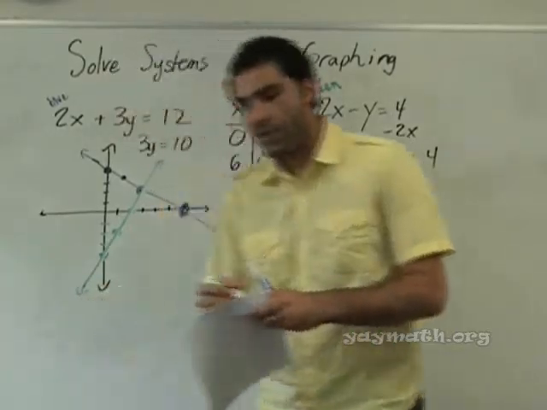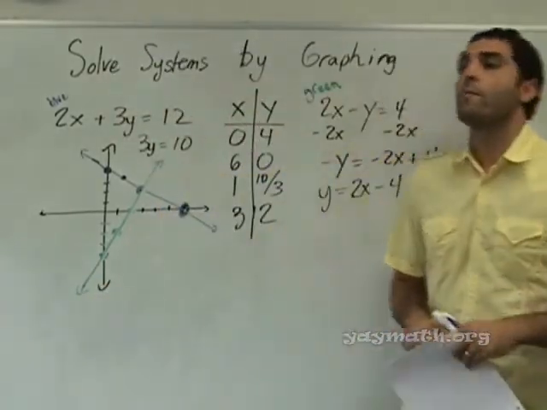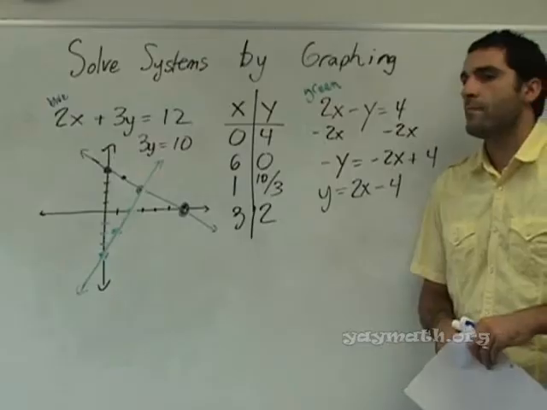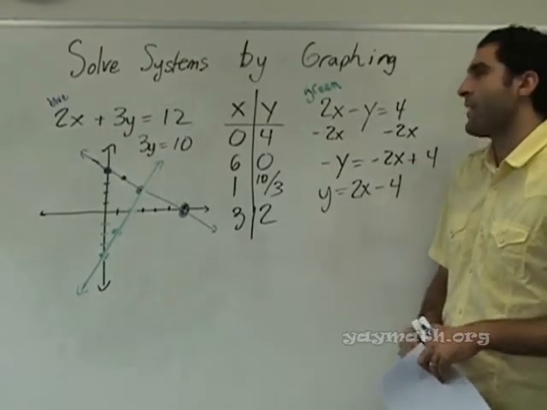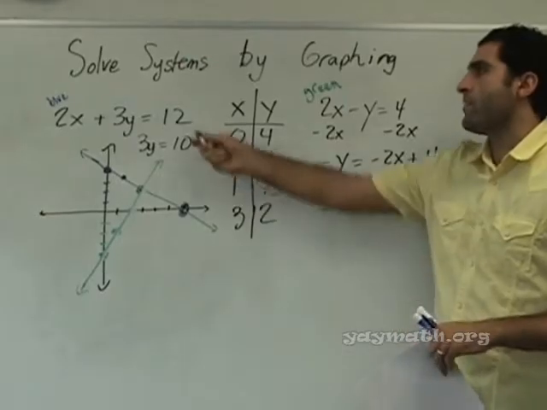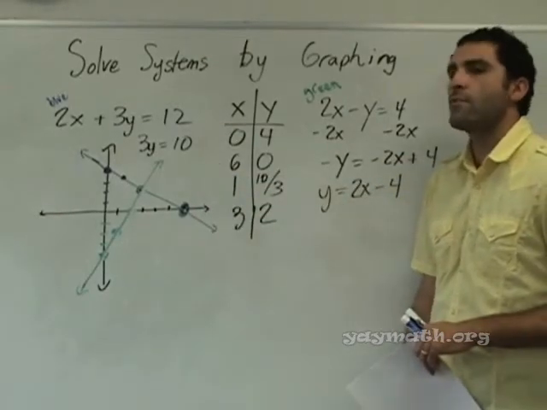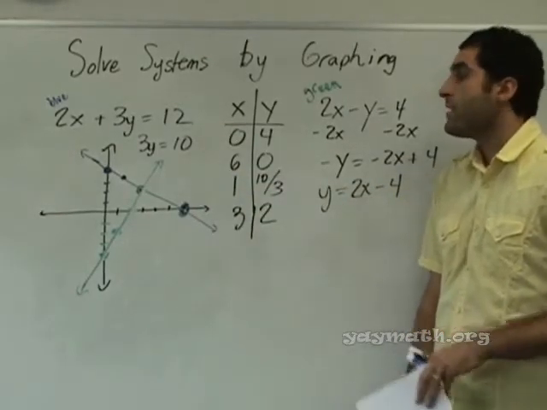Okay, now we're going to define what we mean by system and what we mean by solution. Is this perpendicular? Do they have perpendicular slopes? I don't think so. No, they don't. The slope is negative 2 over 3. But aren't they intersecting? They are intersecting.